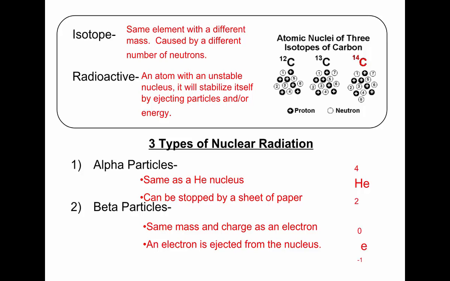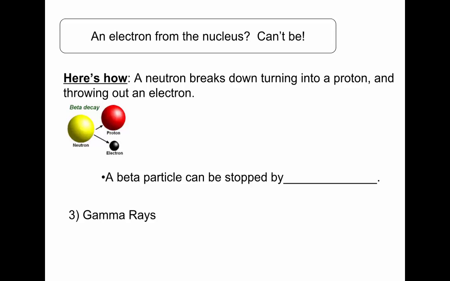When we write beta decay, what we write is e for electron. What's the mass of an electron? 0. Right? It has no mass. And losing an electron, what charge does it have? Negative charge. A charge of negative 1.